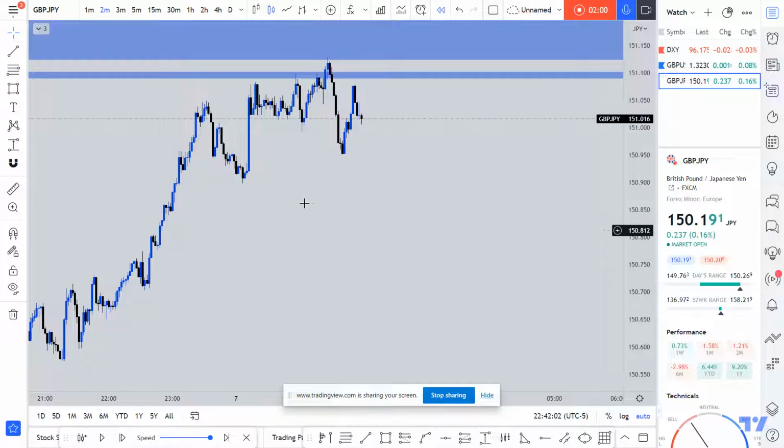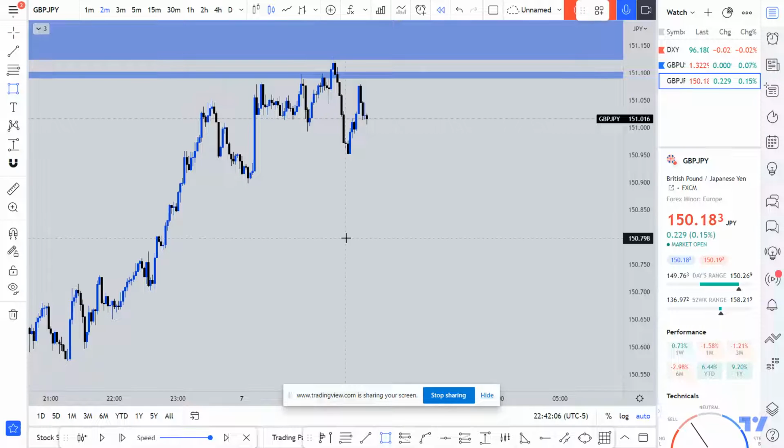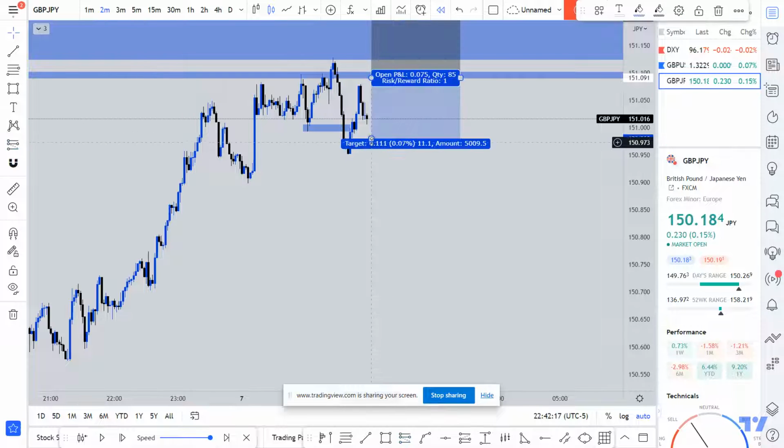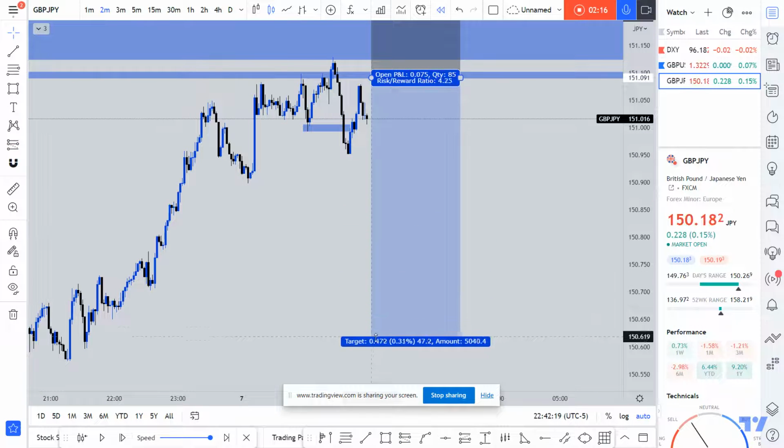So basically, price broke this. There was a break of structure right here, and this is where our entry price is gonna be. Let's see if price actually taps on that entry price zone. All right, so let's go.